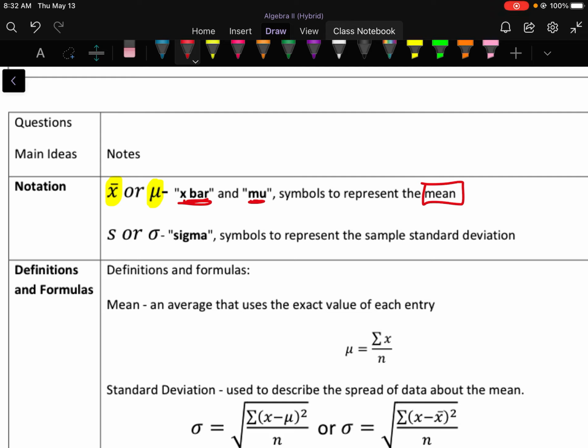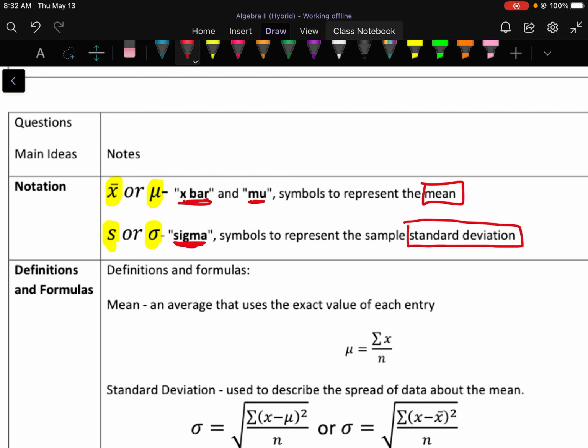Now, this next part you might not know how to find. You might have heard of this before back in Algebra 1, I believe it was. But we use S, or this funny-looking O thing, which is called sigma. Those both represent standard deviation. So we have X bar and mu represent the mean, and S or sigma represent the standard deviation.